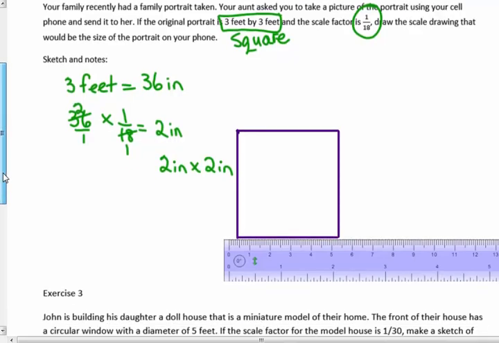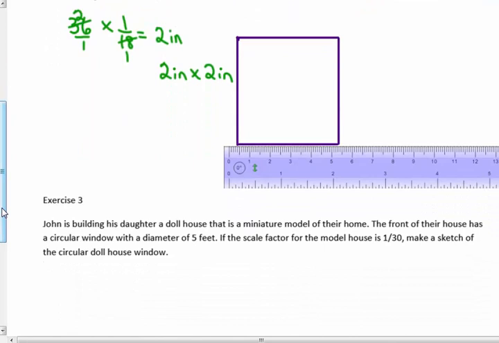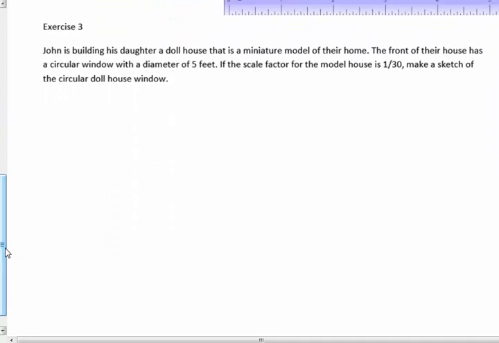So now, what are the dimensions of my little picture that's on my phone? It's 2 inches by 2 inches. It's a 2-inch square, which would fit on a phone. That makes sense. Example 3. John is building his daughter a dollhouse that is a miniature model of their home. The front of their house has a circular window with a diameter of 5 feet. Ooh, big window in the front. Big circled window. If the scale factor for the model house is 1/30th, so he's making a dollhouse that looks just like their house, that's 30 times less as big, so it's 30 times smaller.